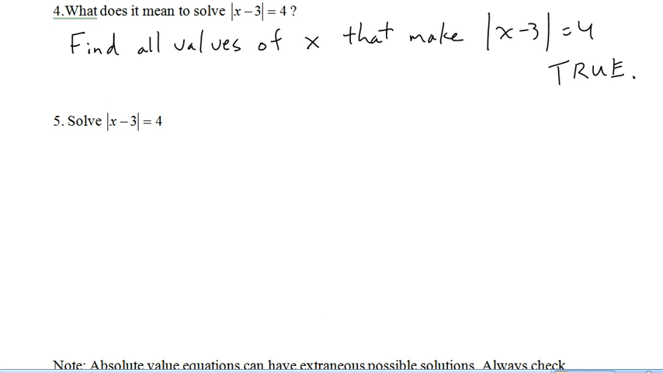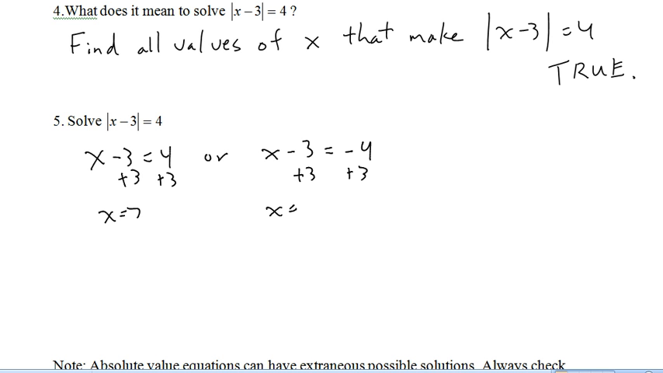Alright, number 4. Find all values of x that make that equation true. That's what it means to solve. Okay, so let's go about solving this guy. So, same as above, if the absolute value of x minus 3 equals 4, then x minus 3 is going to have to equal 4, or x minus 3 is going to have to equal negative 4. Add 3 to both sides, x is going to equal 7, or add 3 to both sides, x is going to equal negative 1.